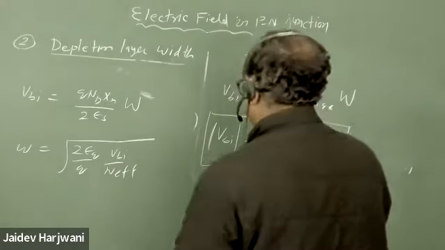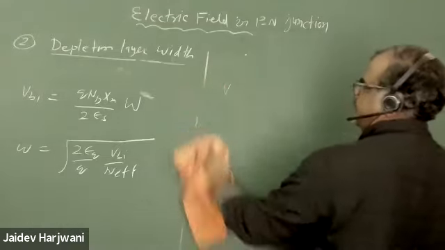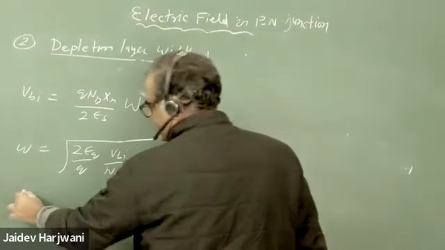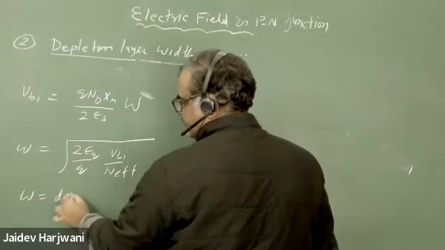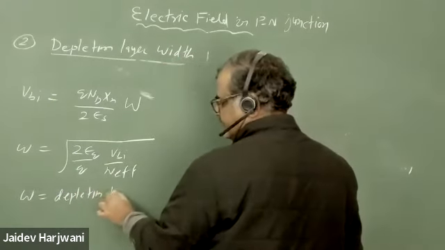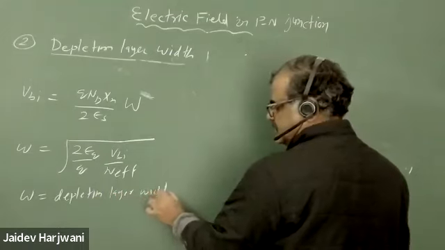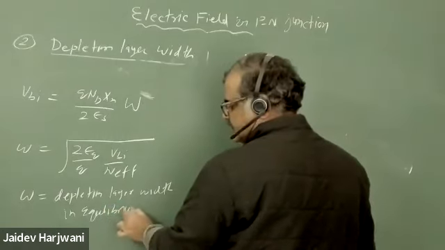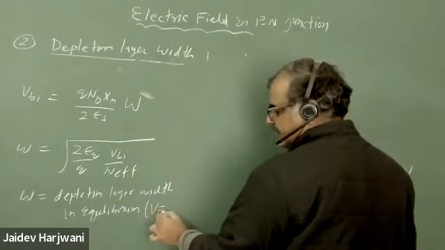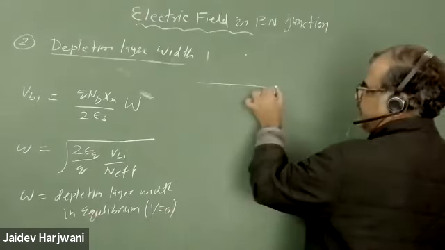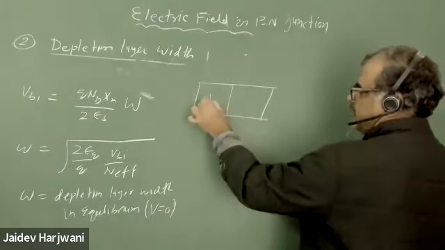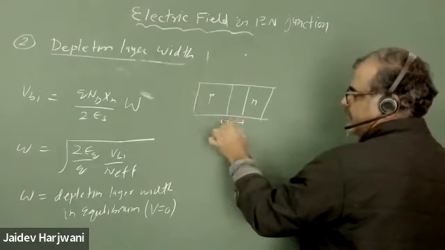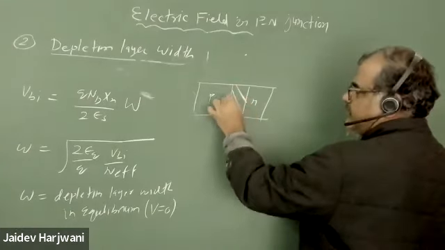Now if I apply voltage, this is the depletion layer width in equilibrium. Equilibrium means so far I didn't apply any potential, so V applied is 0. You have a PN junction, you bring the two sides in contact and you get some W. So far we have not applied any field to this PN junction.